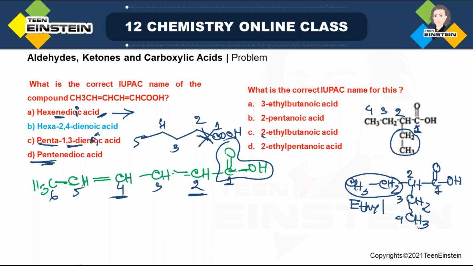Now for 2 ethyl you can get option C and option D: 2 ethyl butanoic acid or 2 ethyl pentanoic acid. But pentanoic acid cannot be correct because we have a total of 4 carbons. So 2 ethyl butanoic acid should be the correct option. Okay, so that is why option C is correct. If you follow the other options, 3 ethyl butanoic acid, but the position of ethyl is not 3, and 2 pentanoic acid, that is not possible because in 2 pentanoic acid there is no mention of the ethyl group, but we have an ethyl group as a prefix. Okay, so option C, 2 ethyl butanoic acid, is the correct option.